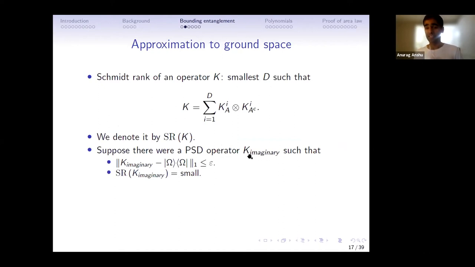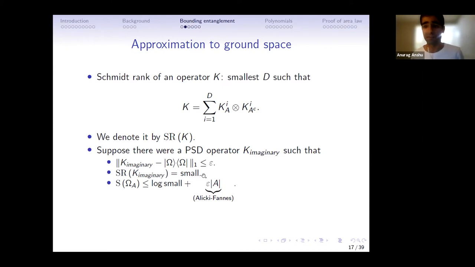So let's say there was an operator K, some hypothetical operator, which approximated the ground state in L1 distance, in trace distance, by a very small number epsilon. And this operator had a very small Schmidt rank, some tiny number. Then one could easily use standard continuity bounds for quantum entropy to argue that the entropy of the ground state is less than log of this small number plus this factor. And if epsilon is small enough, then this is good enough. So small would be a function of epsilon.